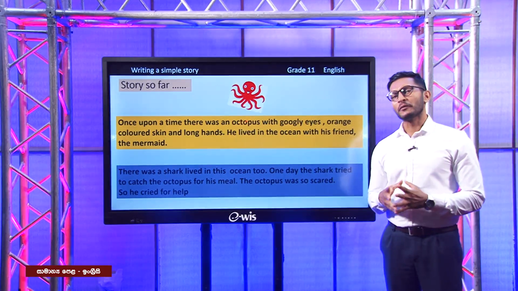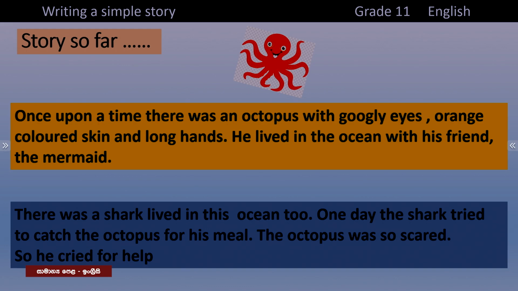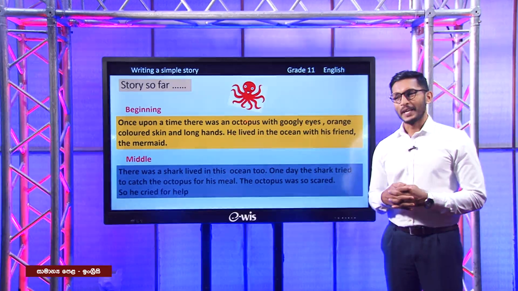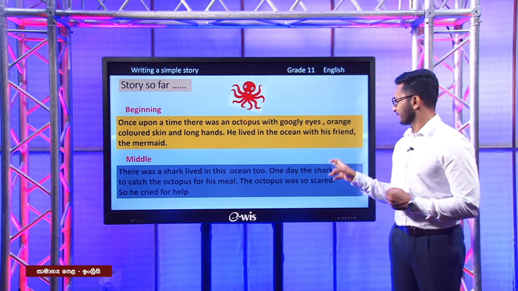Why do you think I have used 2 different colors for these 2 sections? Yes, that is the beginning. I have written the beginning of the story and then the middle of the story. There we present the problem. Now, we are moving on to the third part of the story, that is the end.